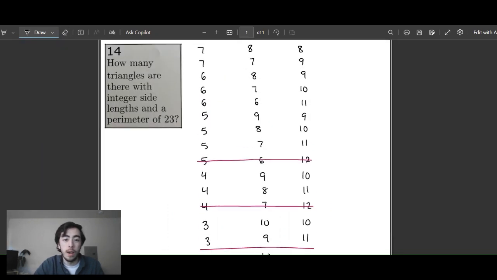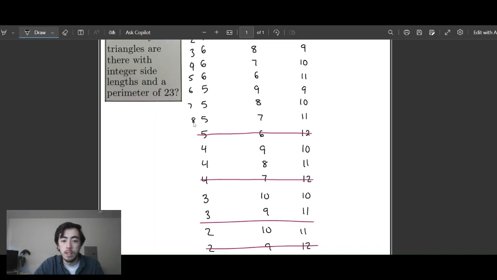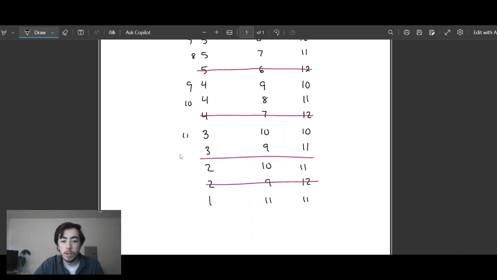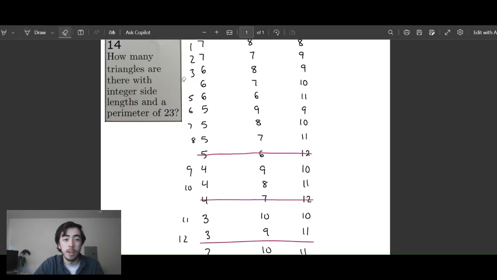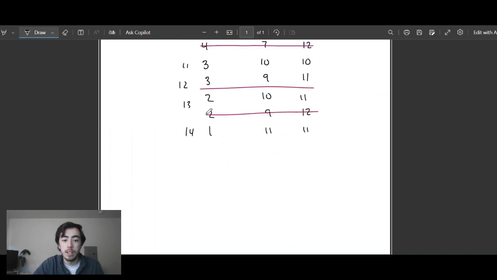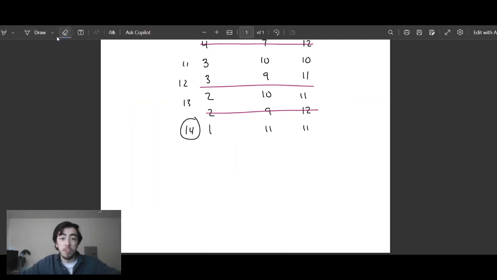Let's see. I have 1, 2, 3, 4, 5, 6, 7, 8, 9, 10, 11, 12, 13, 14. There we go. And because I counted in this systematic way, I am very sure that I found all 14 and I didn't miss any, and I didn't accidentally count things that are not triangles. So there's my solution. Maybe you have a different way of doing this.